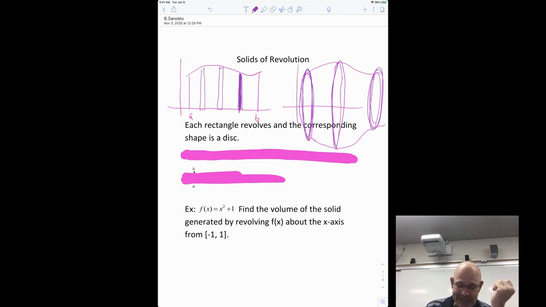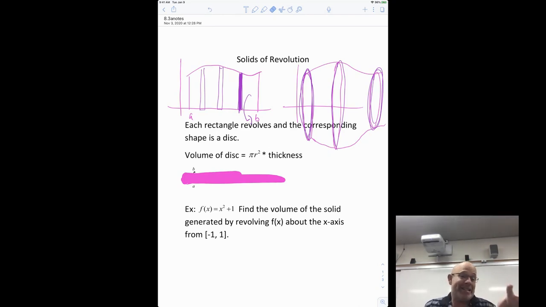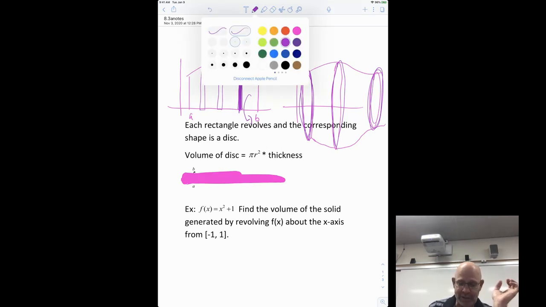Just think, if I take this line and I revolve that line, I spin it around the x-axis, it's going to make a circle. But there's a little third dimension of that circle, which is the thickness of that circle. So what we're going to do is find the volume of each. We call this a disk. It's called the disk method, which I'll write down for you.